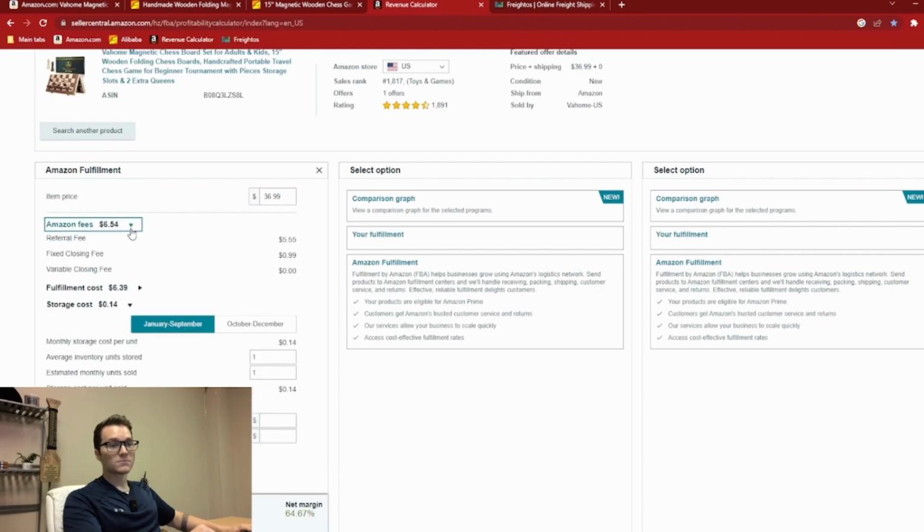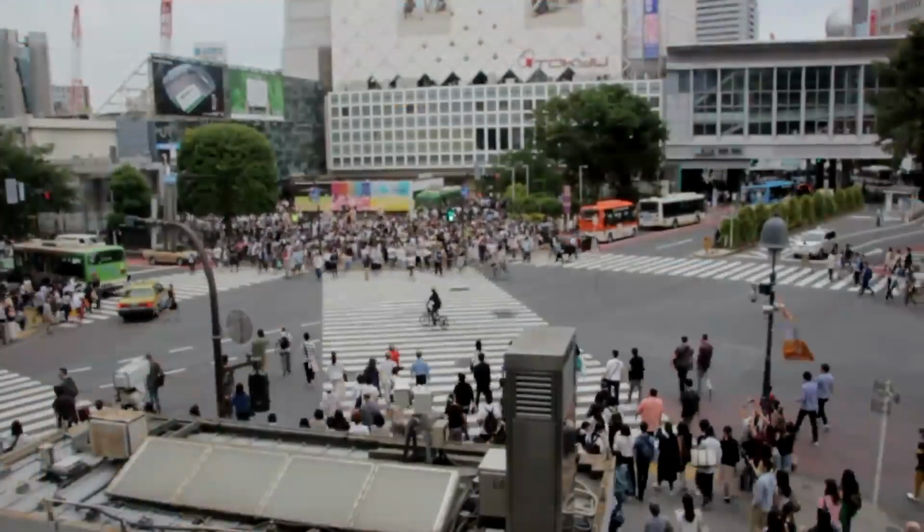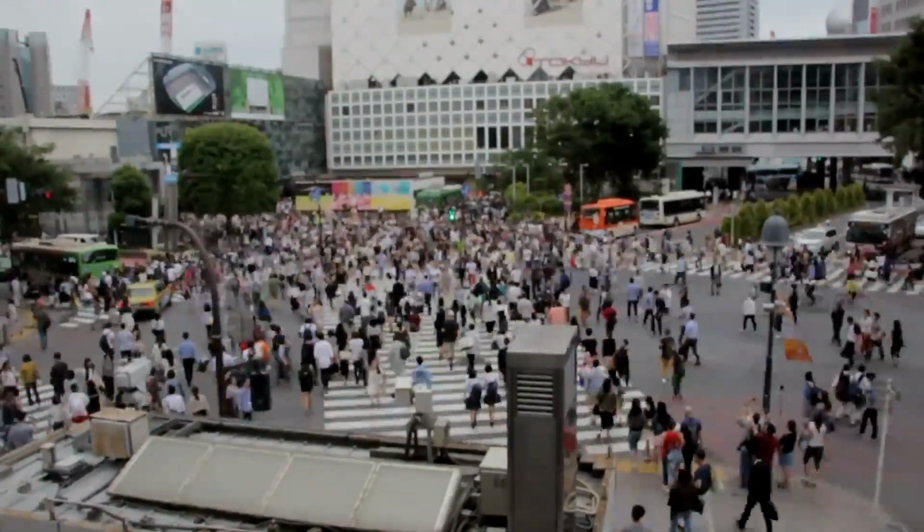That's the fulfillment cost. Amazon fees. This is where you get charged for selling on Amazon, using Amazon's website to sell your product. Amazon drives a lot of traffic to their website, so by using that service, you have to pay for it. You have to pay to be on Amazon.